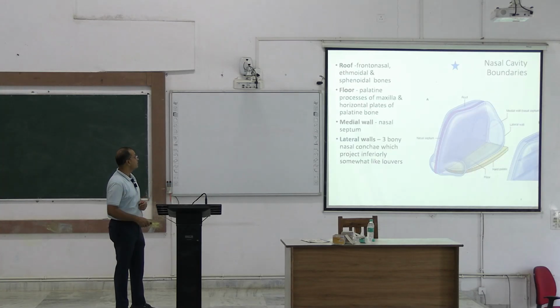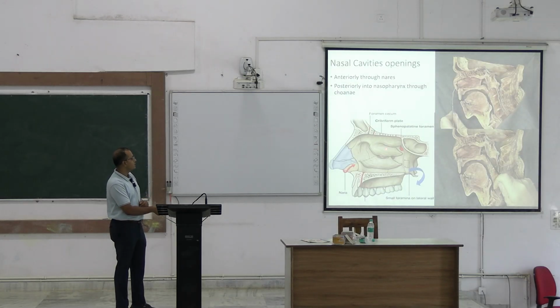Moving from this nasal cavity, the different areas of the nose or nasal cavity: it has a roof, it has a floor, it has a medial wall from the septum, and it has a lateral wall. The lateral wall has these shelf-like structures. We call them conchas. There are three of them: superior concha, middle concha, inferior concha. The space between them, which is carpeted by mucosa, we call the meatus.